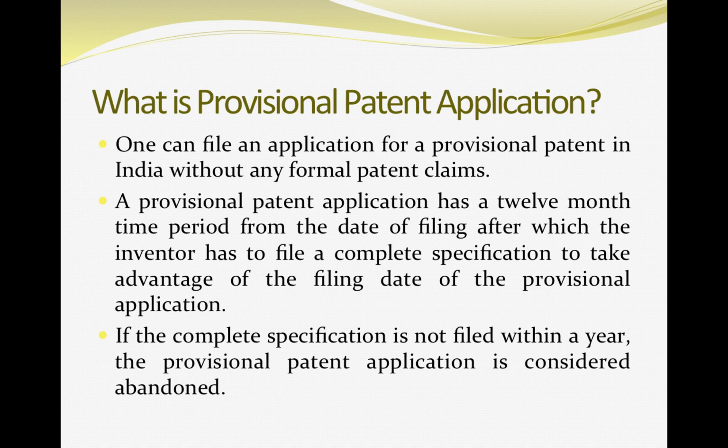So why at all do we need provisional patent application? Provisional patent application helps when the inventor wants to secure the priority right over the patent and simultaneously gets the time to develop the invention. Basically, a provisional patent application has a 12-month time period from the date of filing, after which the inventor needs to file for complete specification. In case the inventor does not file the complete specification, the provisional patent application will be considered abandoned.